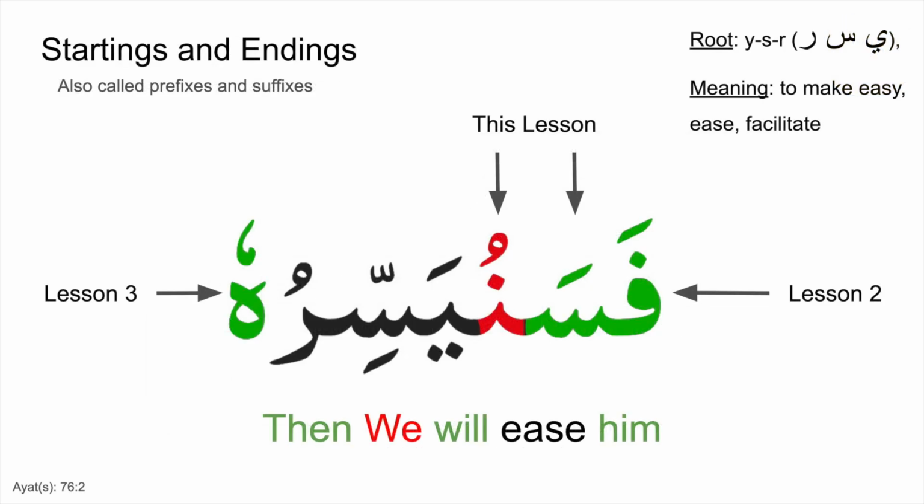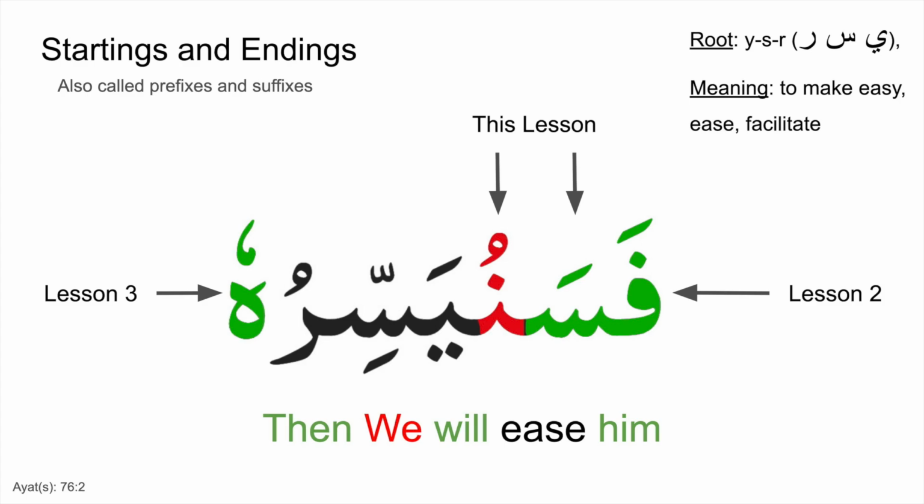You have seen this word before. فسنيسره. Earlier in the course, we used it to show how a single Arabic word can carry multiple meanings through letters at the beginning and end. Arabic builds meaning by adding small letters to a root. Some letters appear at the start, and some at the end. The root carries the core meaning. The added letters tell us who is acting and when the action is happening.